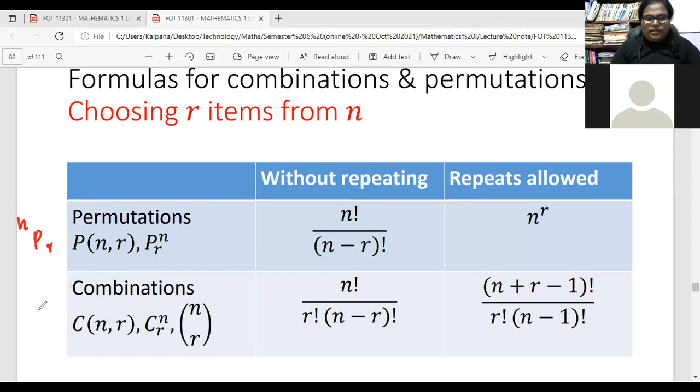So the number of combinations means we use this symbol nCr. That means how many arrangements can be made from n objects with r selections. So with repeating and without repeating, the formula can change. I will use the same example.